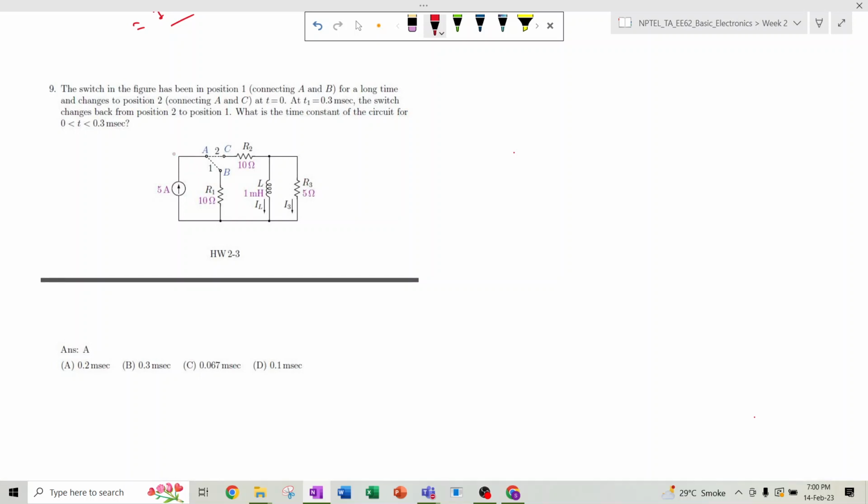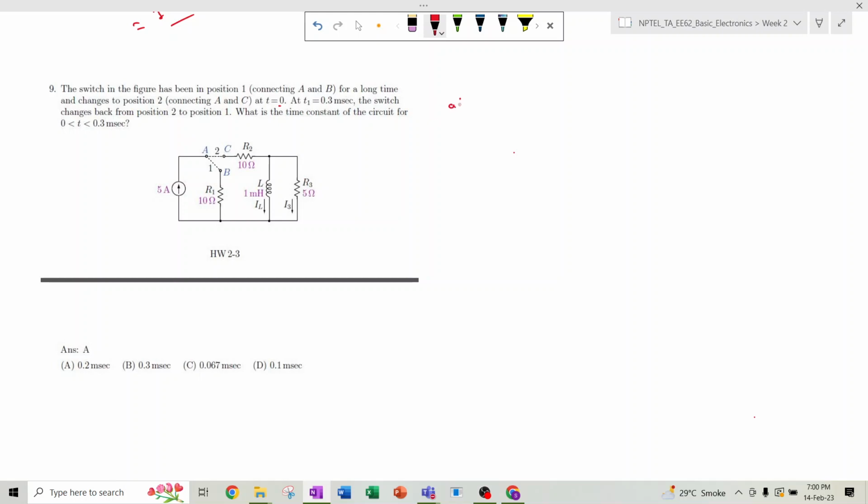So this is a circuit. The switch in the figure has been in position 1, that means A is connected to B, for a long time, and changes to position 2, that means A is connected to C, at time t equal to 0. At time t equal to 0.3 millisecond, the switch again changes back from position 2 to position 1. So what is the time constant of the circuit?